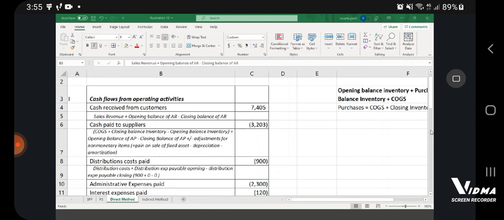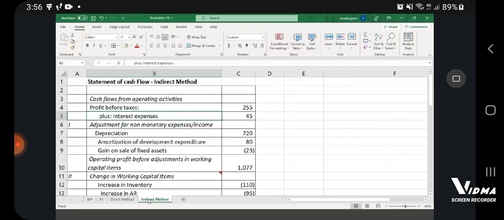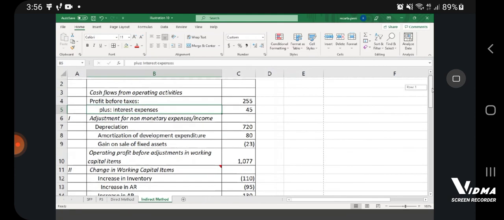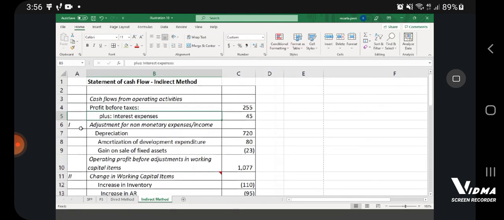Okay, thank you, Adela. So again, have a look at both methods, the direct method and the indirect method, and you see that we have two adjustments. The first one is for non-monetary expenses. Whatever comes into your mind: provisions, depreciation, amortization, gain or loss on sale of fixed assets. You will include them there with the contrary sign to what you have already included in the profit. For example, if the depreciation is deducted in the profits, here it will be added back.